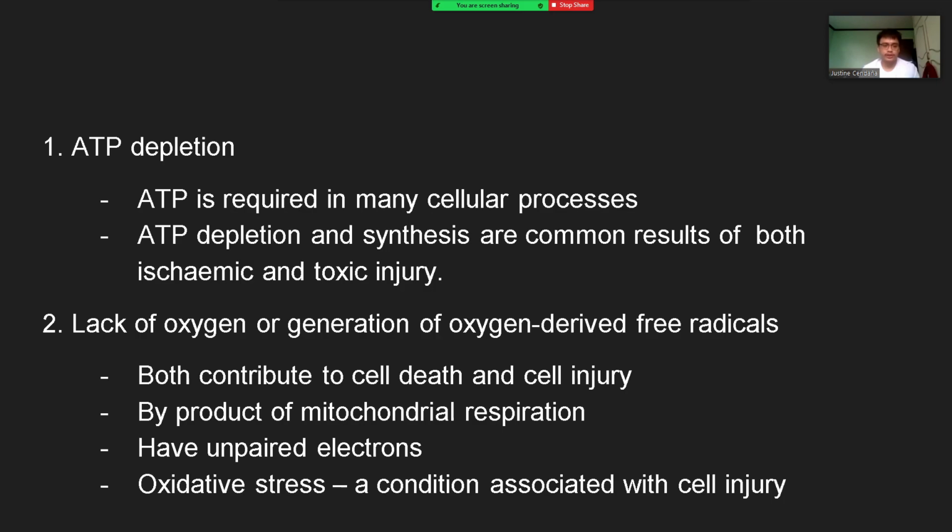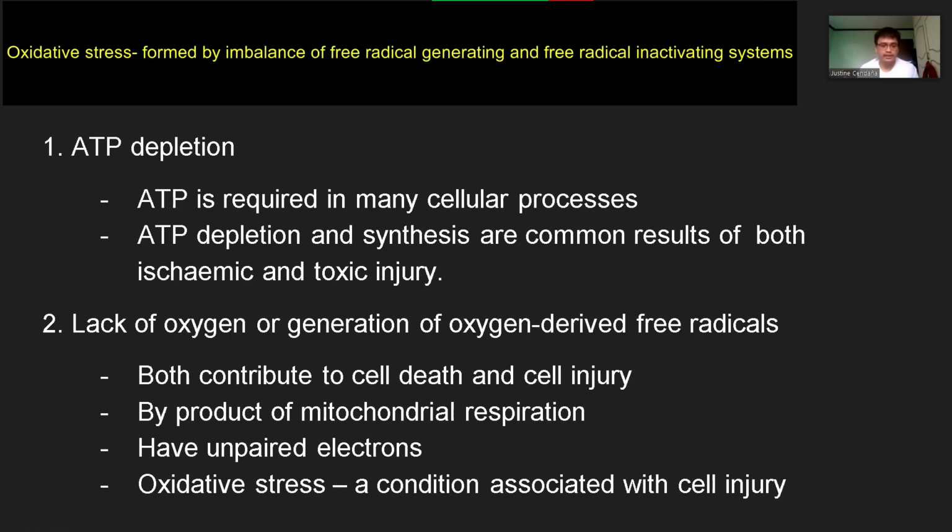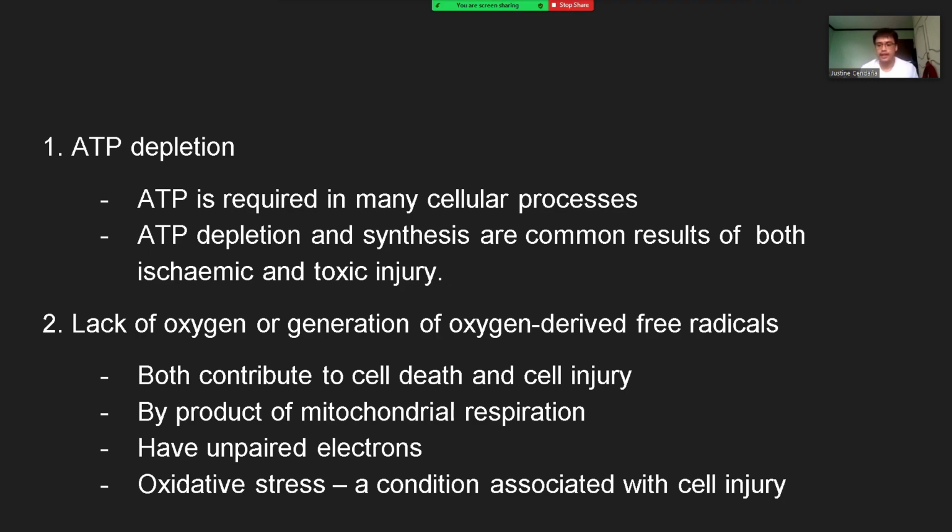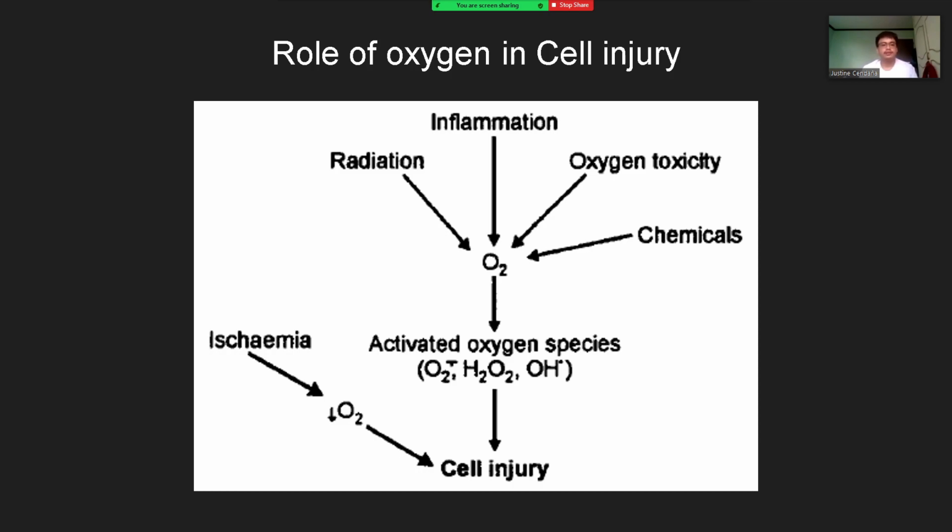Byproducts of mitochondrial respiration: the cell generates energy by reducing molecular oxygen to water. During this process, small amounts of partially reduced reactive oxygen species are formed. They have unpaired electrons that make them highly toxic molecules that can damage lipids, proteins, and nucleic acids. Oxidative stress is a condition associated with cell injury. It forms when there is an imbalance between free radical generating and free radical inactivating systems. Stimuli such as radiation and chemicals induce damage through activated oxygen species, while ischemia causes cell injury by reducing the oxygen supply of the cell.